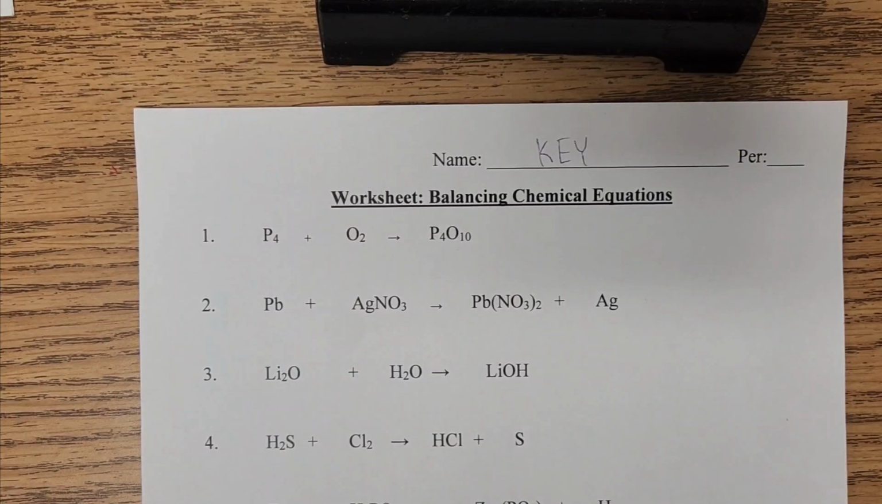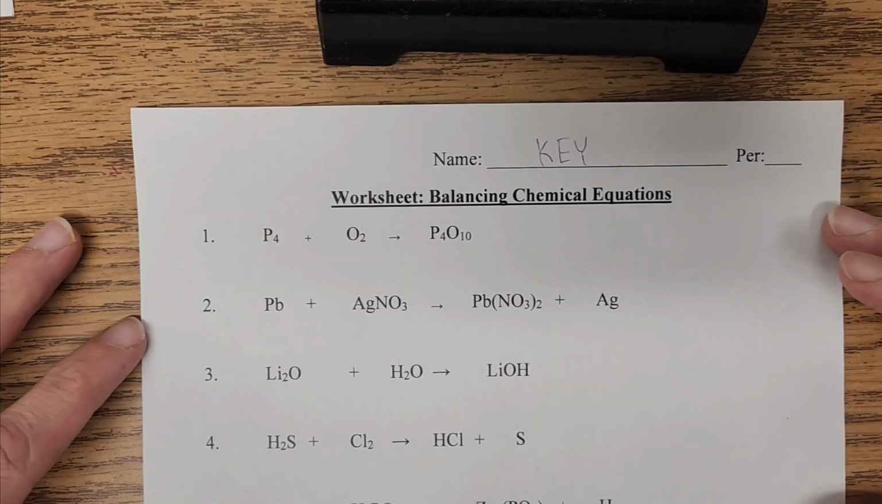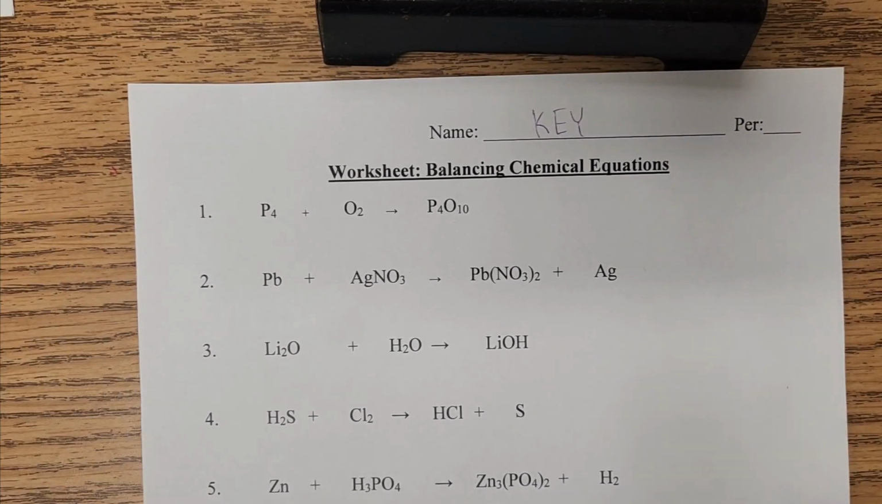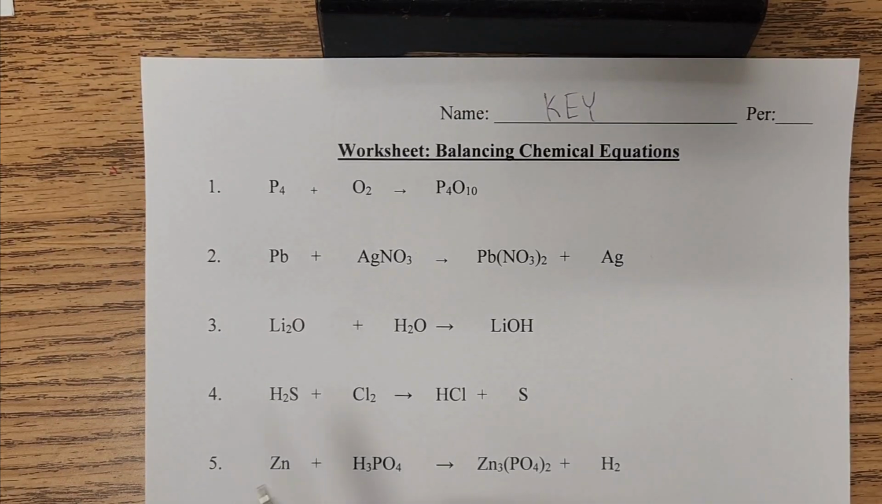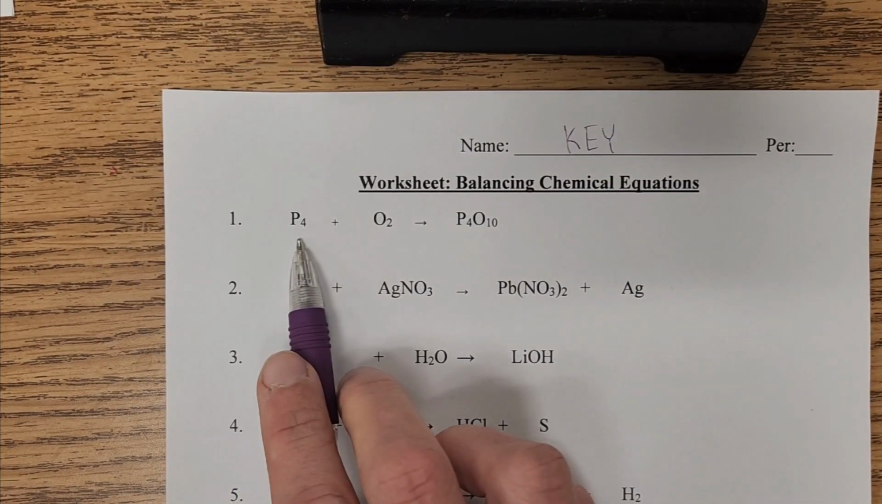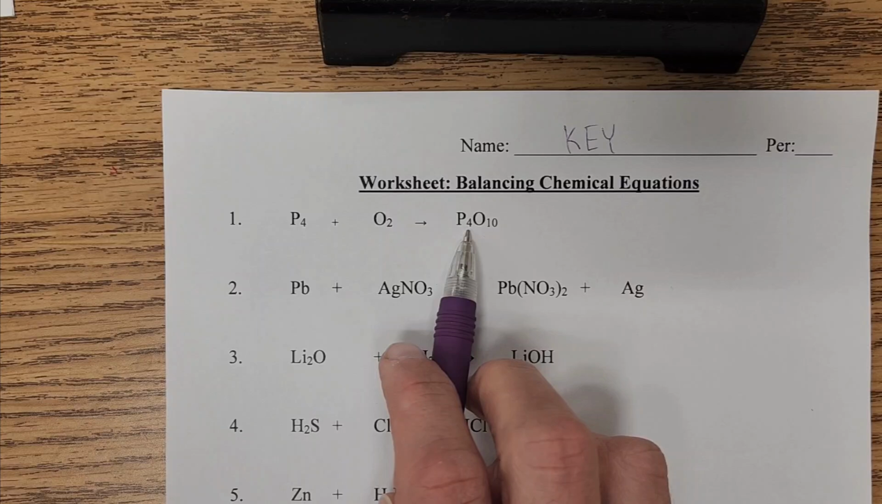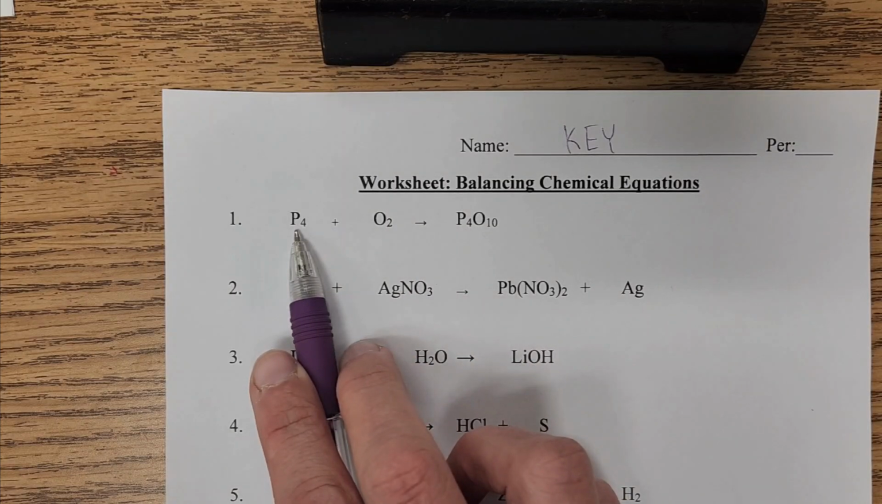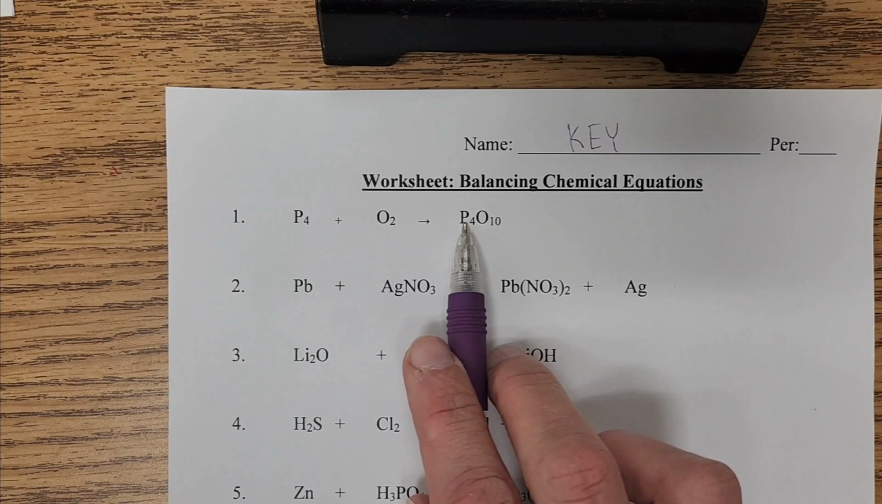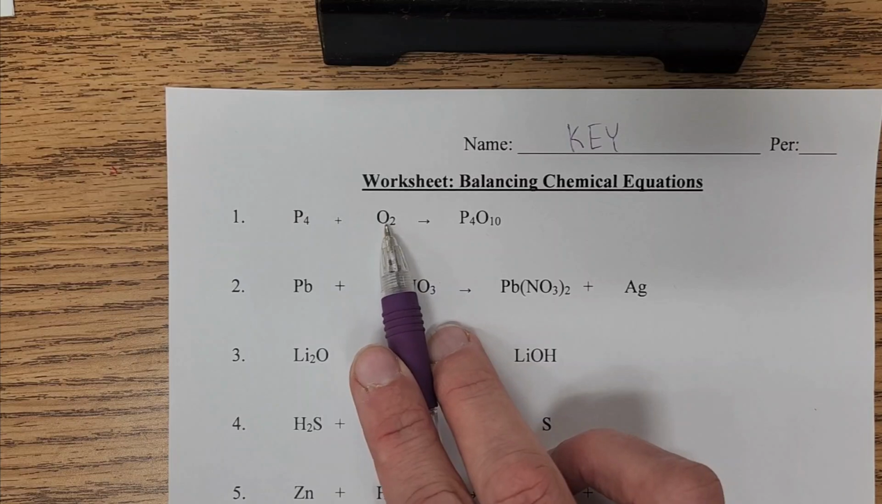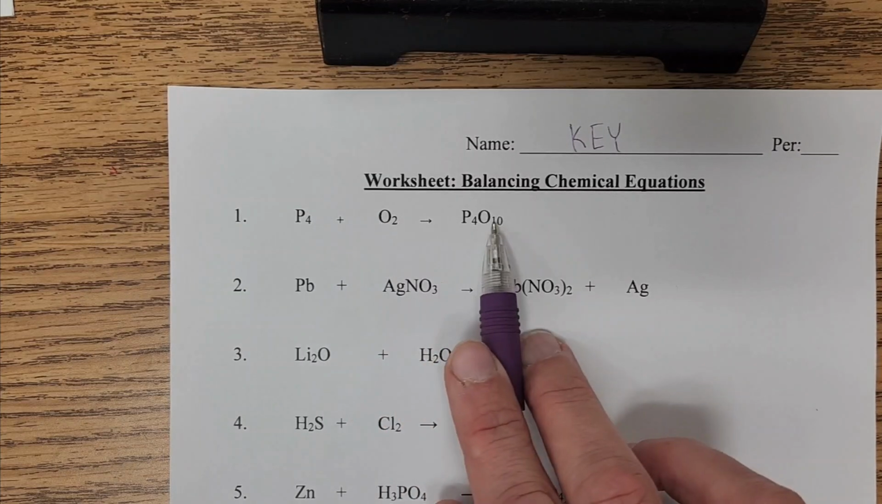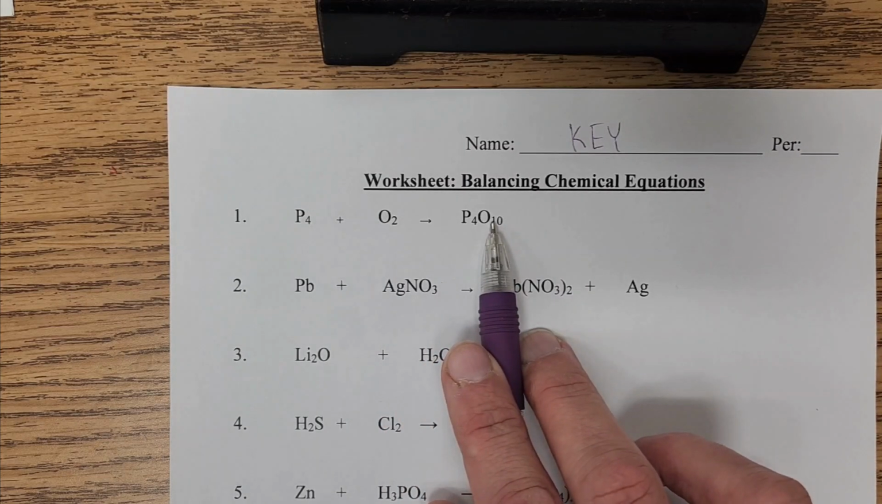All right, let's talk about balancing chemical equations and the things necessary in order to be successful at this. So to begin with, we need to understand the reason for balancing chemical equations. Look at this first equation right here. We have 4 phosphorus at the beginning, 4 phosphorus atoms at the end. Cool. Here we have 2 oxygen atoms at the beginning and 10 at the end. This violates the law of conservation of mass.